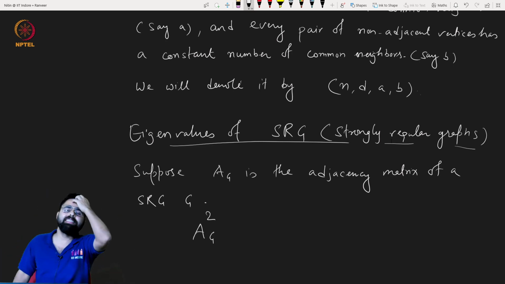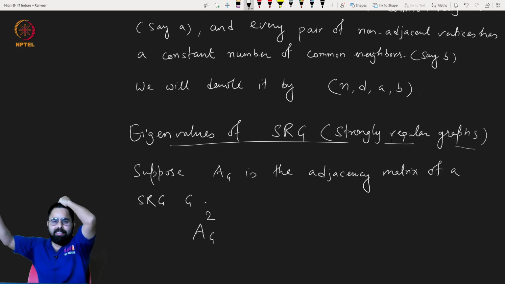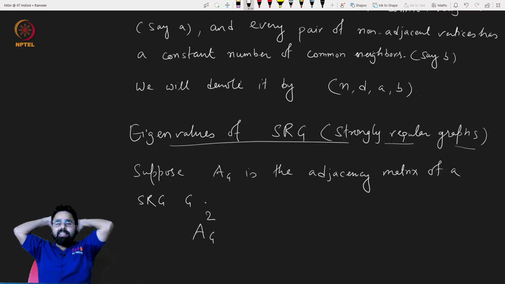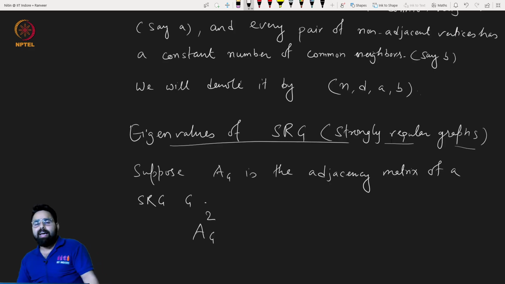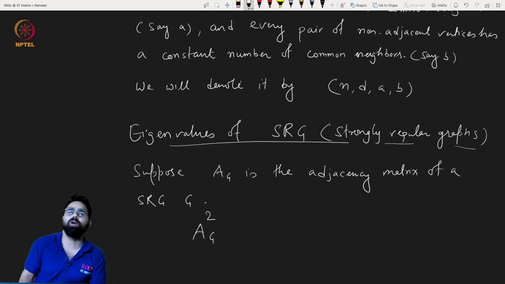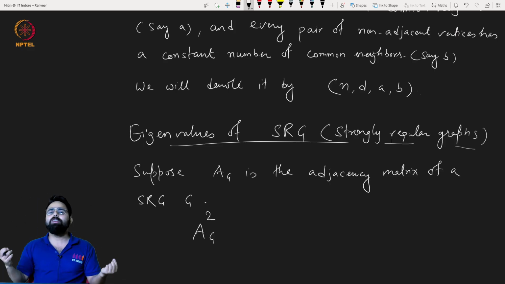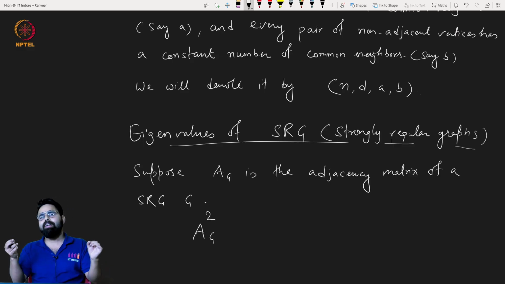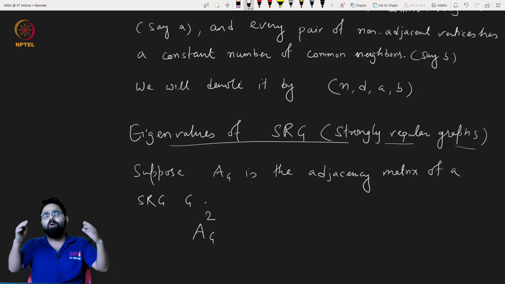What will be the entries in A square of G? The ijth entry of A square of G will give you the number of walks of length 2 between i and j, right? The walk of length 2 between i and j is telling what? The common neighbors, right? The common neighbors.